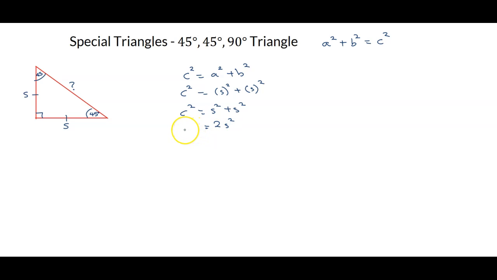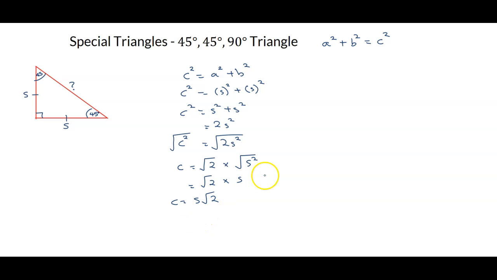So now we need to find the value of c. So c is going to be the square root of c squared, and so we're going to also find the square root of the other side. So now we have c equal to, I'm going to break this up, it's a lot easier to work that way, square root of 2 multiplied by the square root of s squared. So this is going to be square root of 2 multiplied by s. So therefore c is s square root of 2.